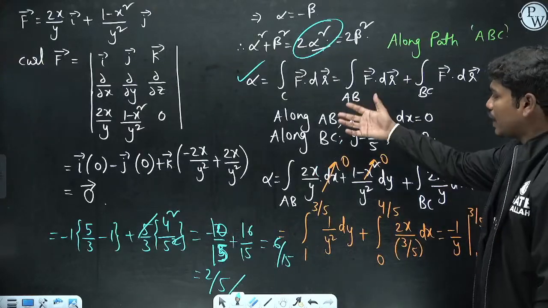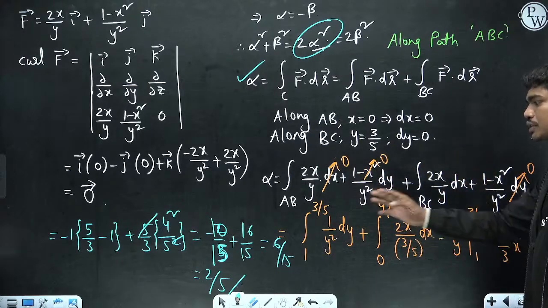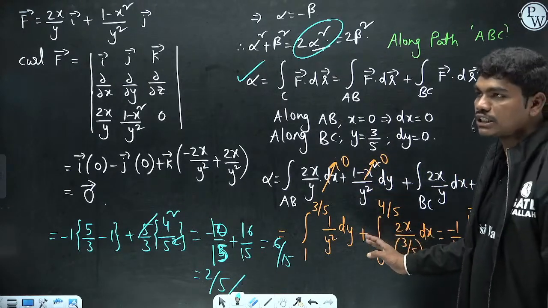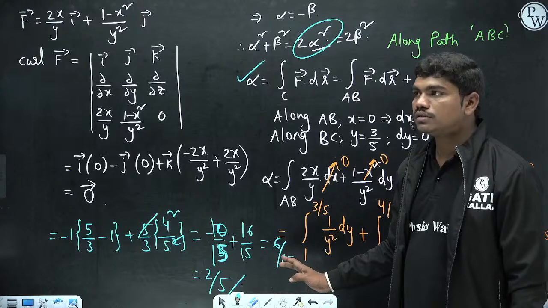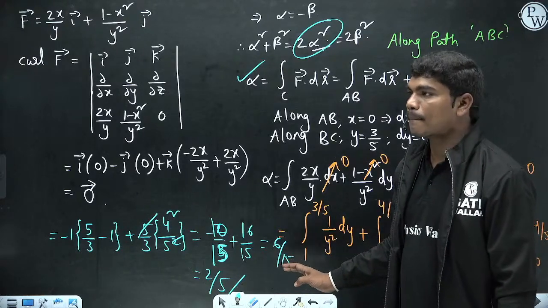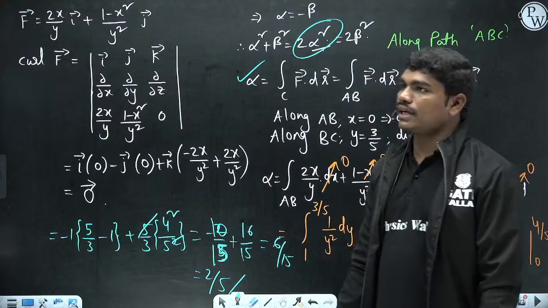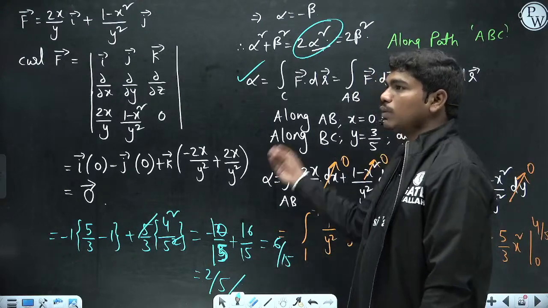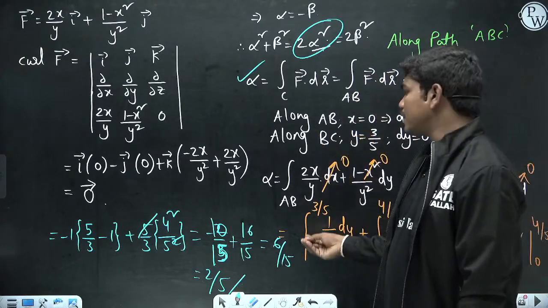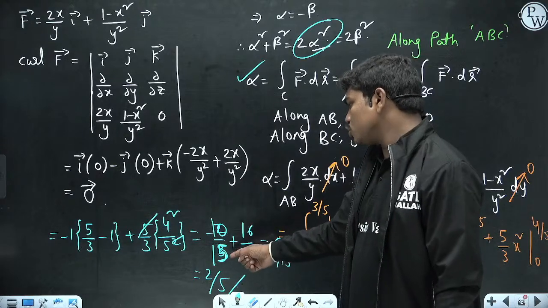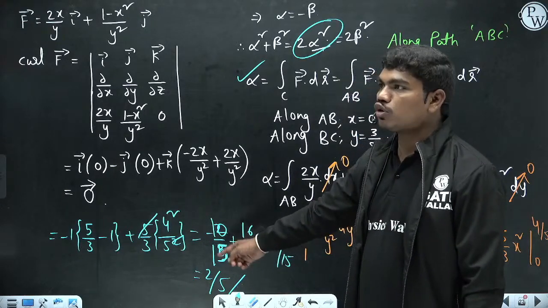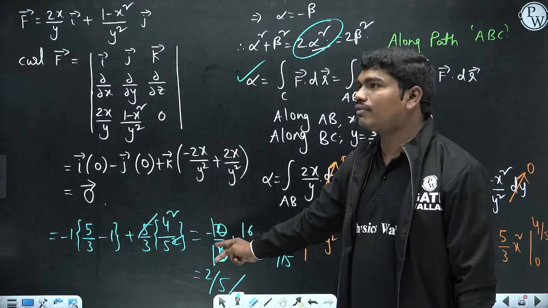Because of this path, you can see the majority of the terms are getting zeros and they got converted to some simple integrations. Correct. So 0.32 is the correct answer here, because of this one simple extra path. So how did you get 10 by 15? 2 by 3 you have, correct? So if you have 2 by 3, you multiply with 5 and 5, numerator and denominator.